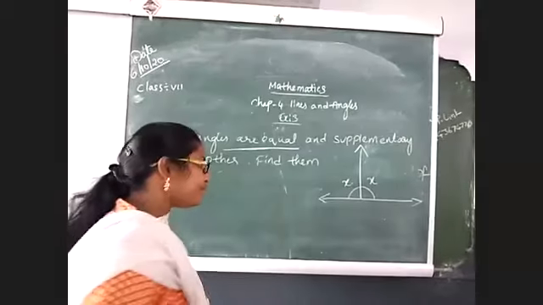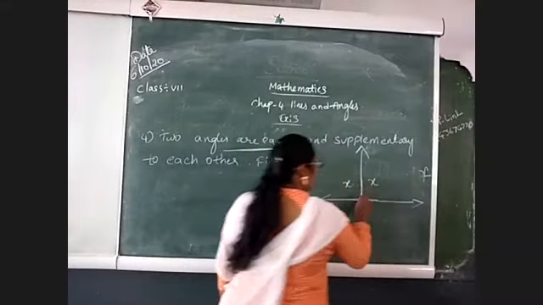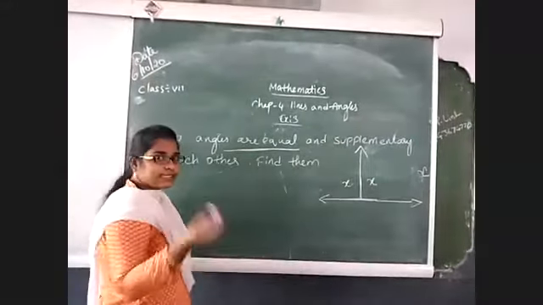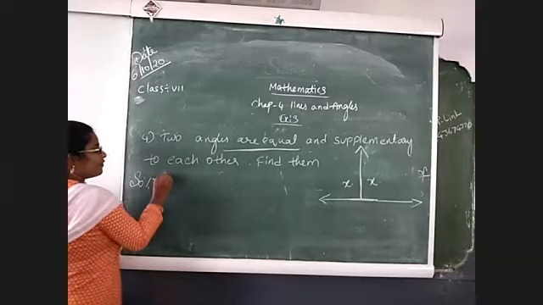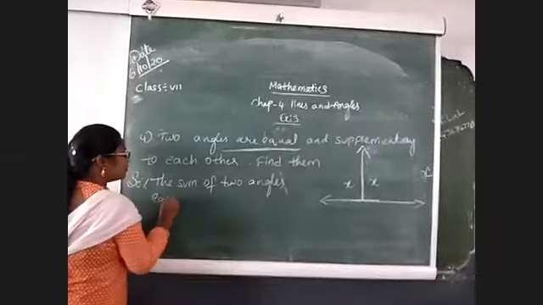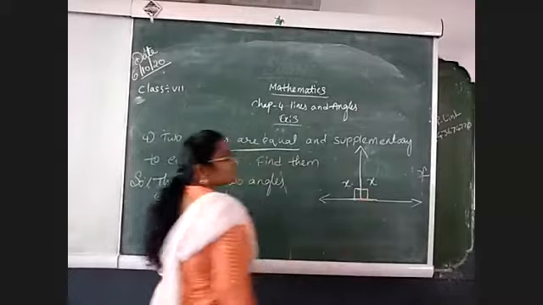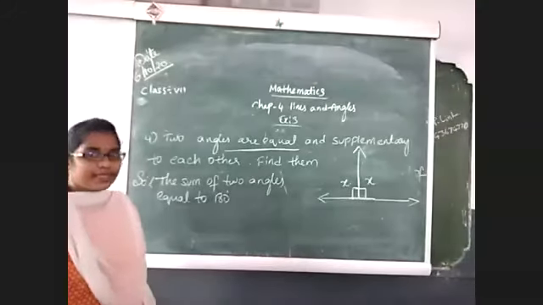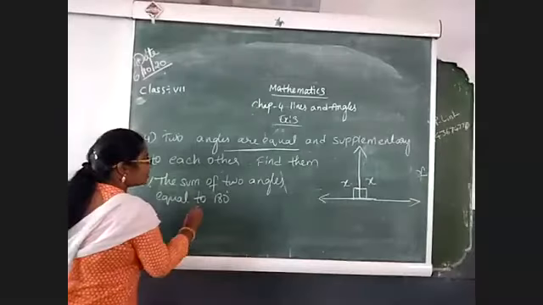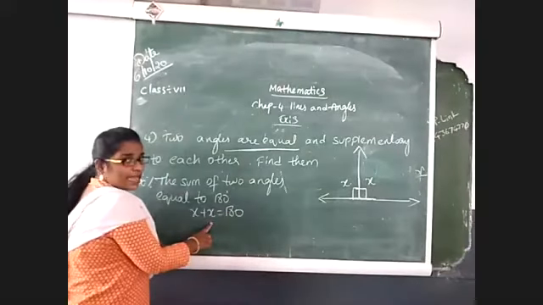Clear. Now, we have to find what this angle is. By observing the figure only, you can see. But let us verify. Now, look here. What is the definition? The sum of two supplementary angles is equal to 180 degrees. So when we add both angles, the sum should be equal to 180 degrees. So x plus x equal to 180 degrees.